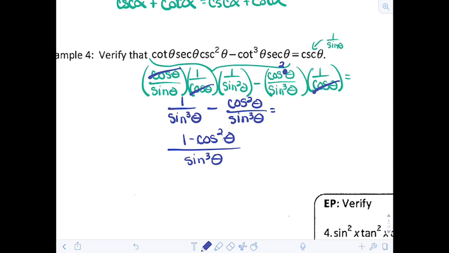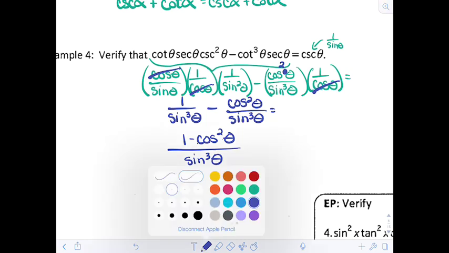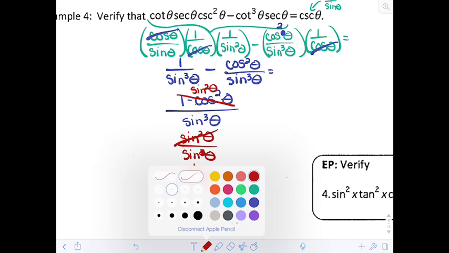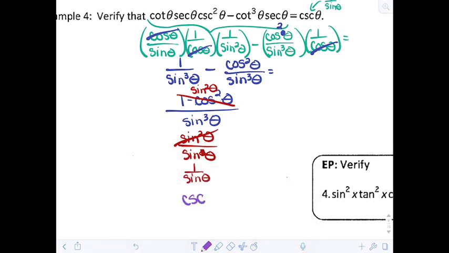So now I'm looking at my Pythagorean identities. Sine squared plus cos squared is 1, and the manipulation of that, 1 minus cos squared is sine squared. So I'm going to exchange 1 minus cos squared with a sine squared. So I now have sine squared theta over sine cubed theta. And both of those sines cancel with one of those, and I have 1 over sine of theta, which is equal to cosecant of theta, and that's exactly what I needed.